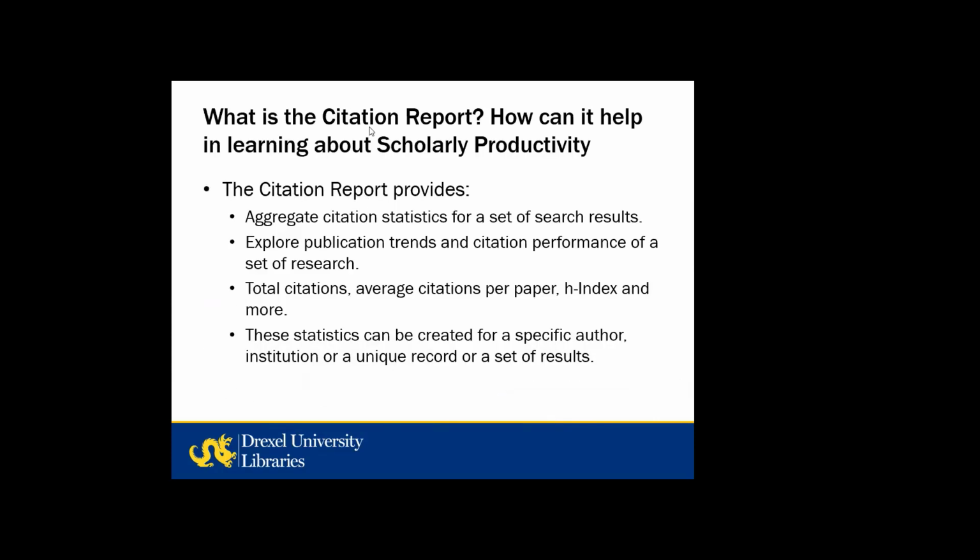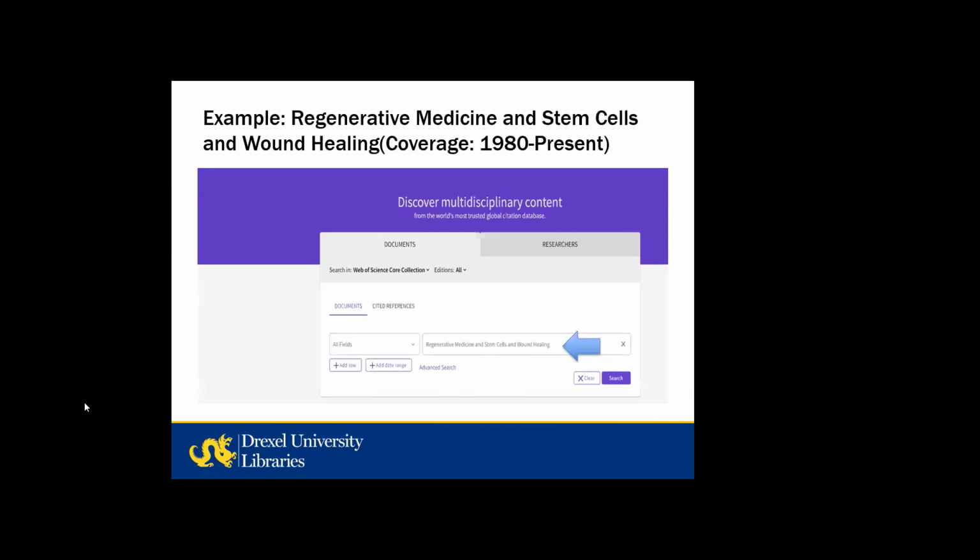Okay. So now we are going to explore what a citation report is. How can it help in learning about scholarly productivity? Citation reports. You might want to read this in the slides, and when you watch the recording, these are some important things that the citation report provides: total citations, average citations per paper, you look at H index and more. You can find it for a specific author or institution and set of results.